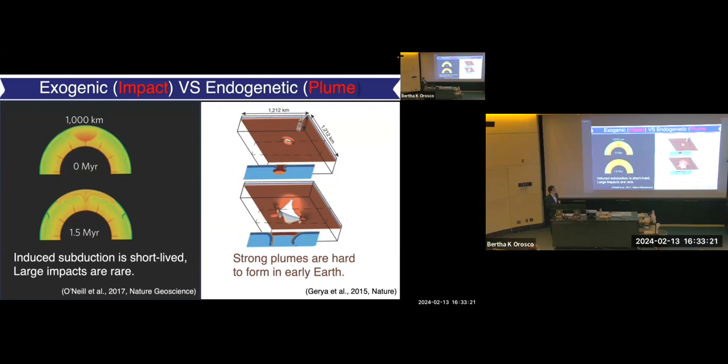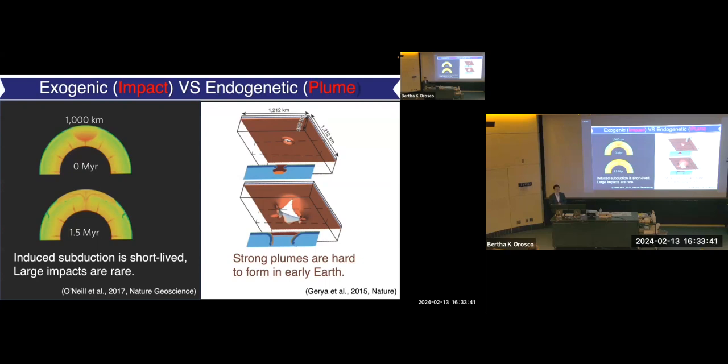If you have a large plume beneath the lithosphere, in principle it may break the lithosphere and induce subduction. This paper has also been published. But the problem is that in the early Earth, the temperature should be hotter. So that means the viscosity is relatively lower, so it's hard to form large plumes.